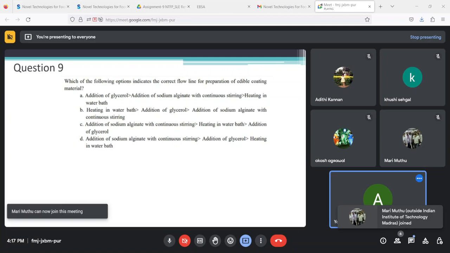Question 9. Which of the following options indicate the correct flow line for preparation of edible coating material? You have 3 different steps here. One, you have addition of glycerol, you have addition of sodium alginate with continuous stirring, and you have heating in a water bath. These are the 3 steps involved. So which comes first? What is the first step in the preparation of an edible coating material?